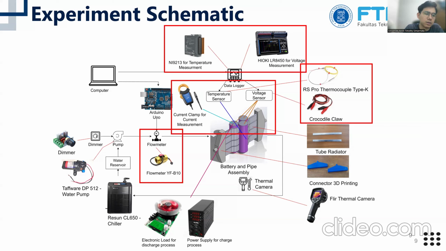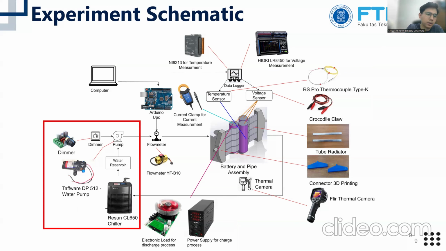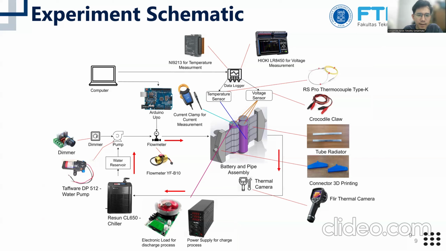And there's also a flow meter that measures the flow rate from the pump. And this is the FLIR thermal camera, used to measure the temperature distribution of the battery during the discharge and charging process. And this is the electric load and the power supply. This is the water reservoir component. There's also a chiller to cool the water, and a dimmer to control the pump flow rate. And this is the water pipe direction.